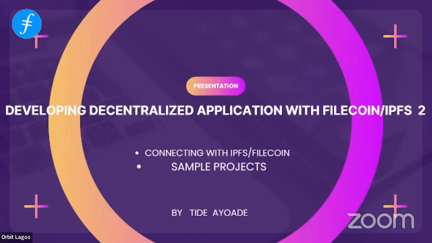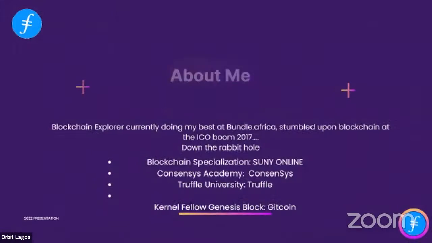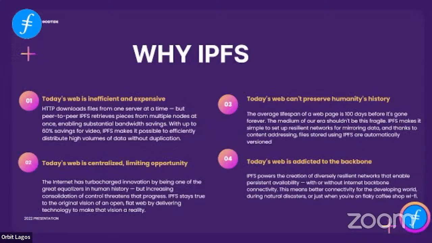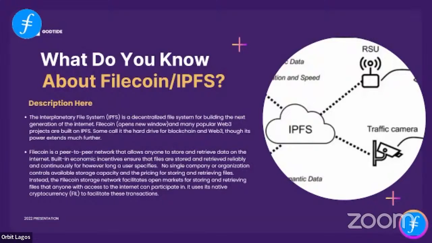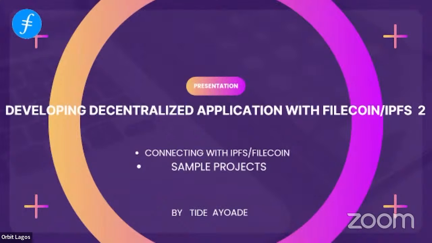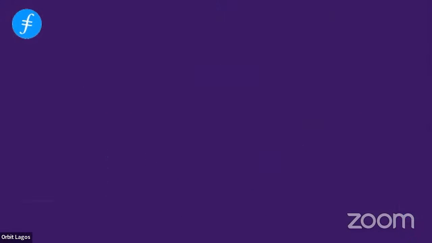Today's web cannot preserve humanity's history. How many of us have had to host a website and maybe you forgot to pay? In one week or two months, your website is gone because nobody is hosting it. Today's web is addicted to the backbone, and of course the backbone of the web is the internet. Today's web is centralized, with limited opportunity. Who are you paying when you have to pay $3,000? Of course, you're paying Amazon. In this case, when someone is hosting on your IPFS or Filecoin node, they are paying you.